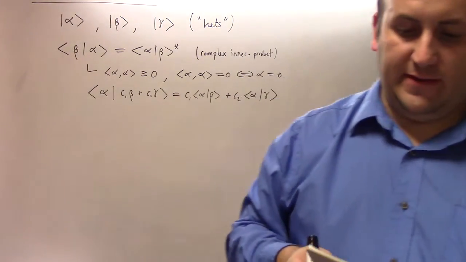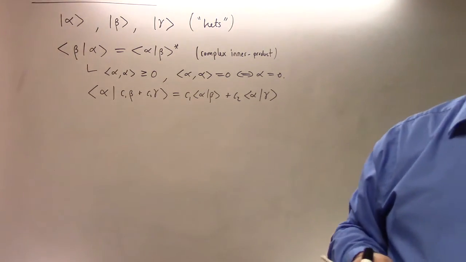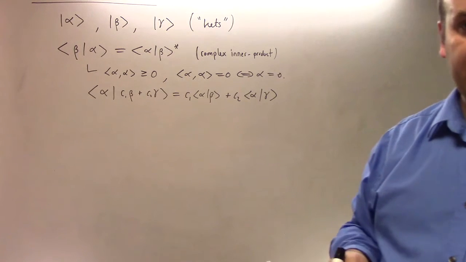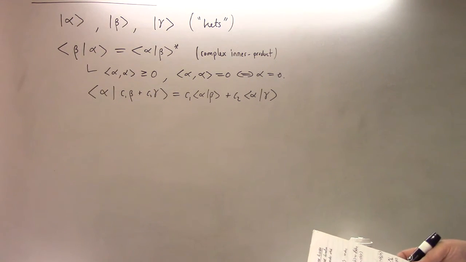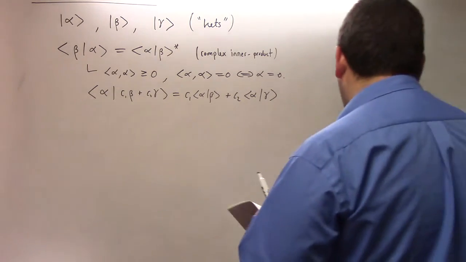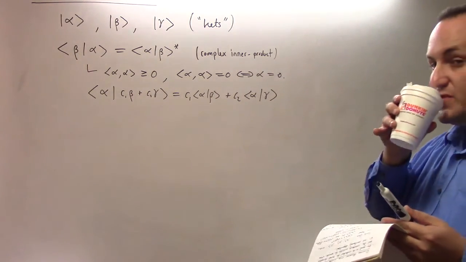But on the other side, you end up with complex. You pull out complex conjugate scalars. All right, it's not bilinear. These could be complex scalars, by the way. Okay, C1 and C2 are complex numbers.